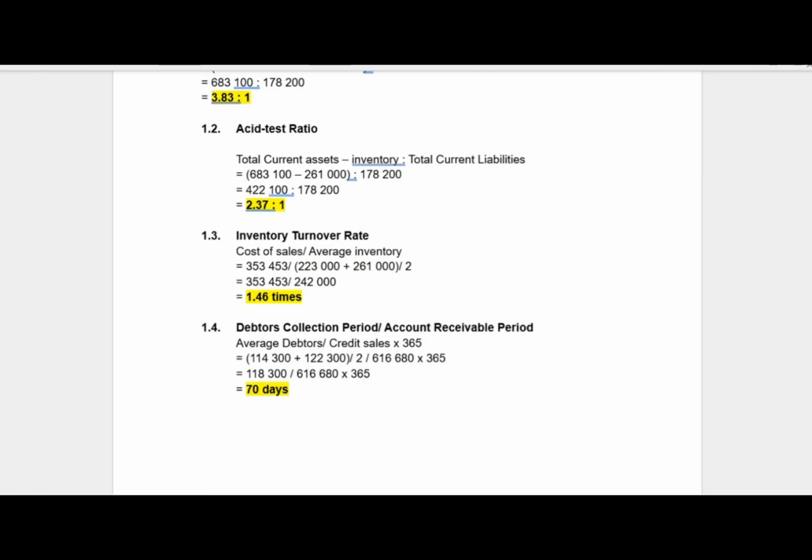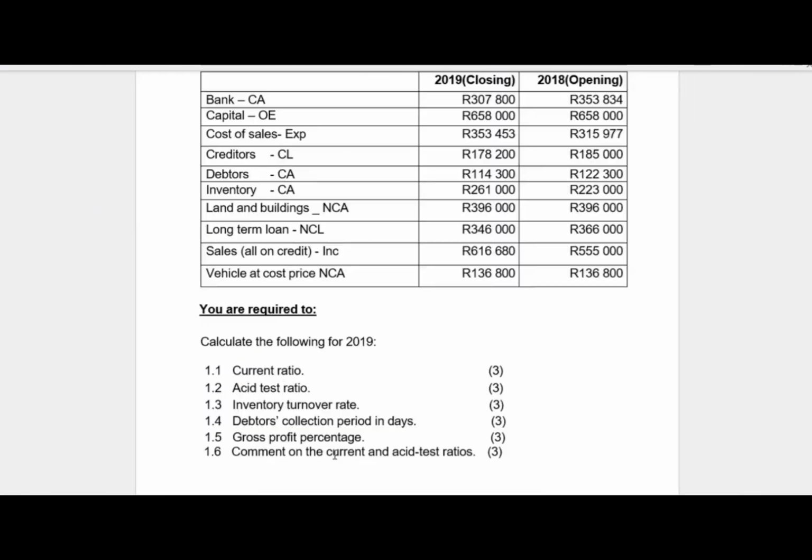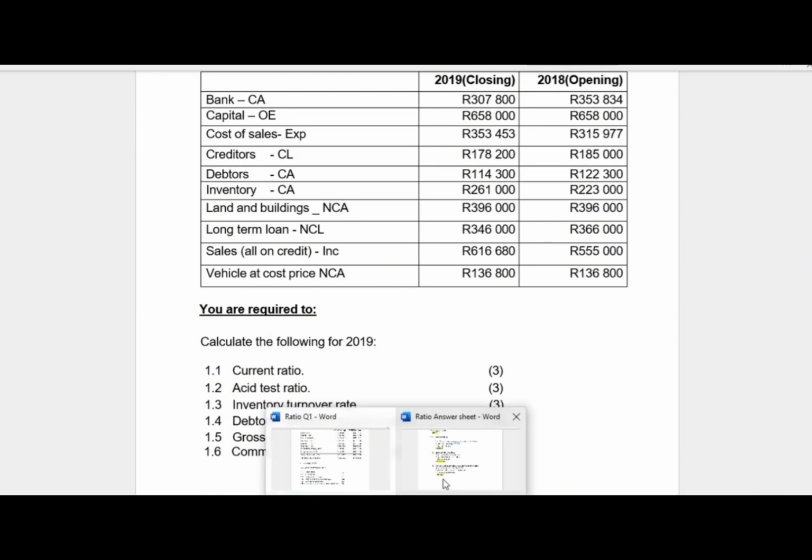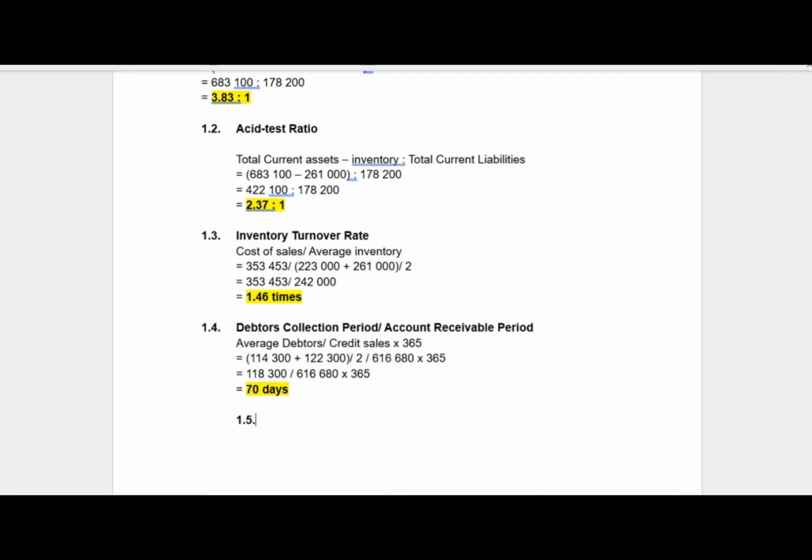All right, so we are done with 1.4. Now we are going to the next question, which is 1.5. In 1.5, they say calculate the gross profit percentage. Always we start with a formula, because sometimes you find these formulas have got marks. So you need to make sure that the formula is outlined before you do the ratio, and that you follow the formula to get the correct answer.